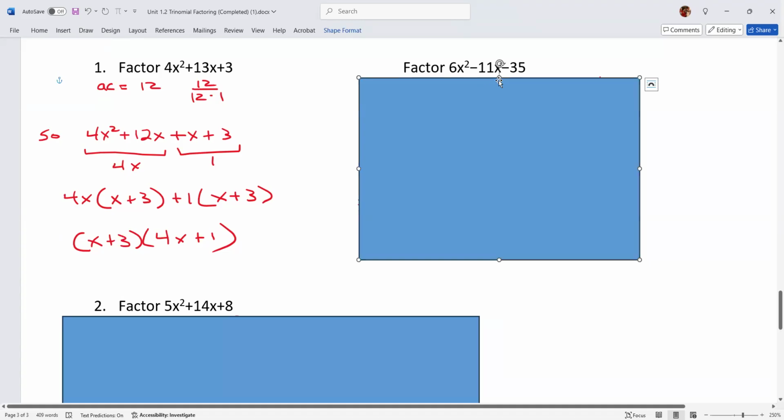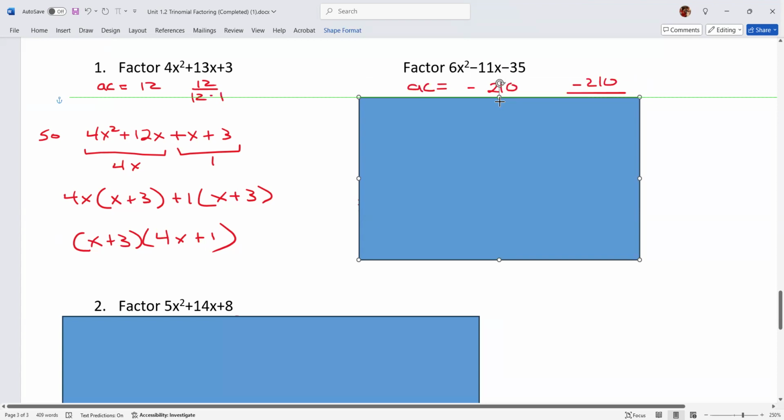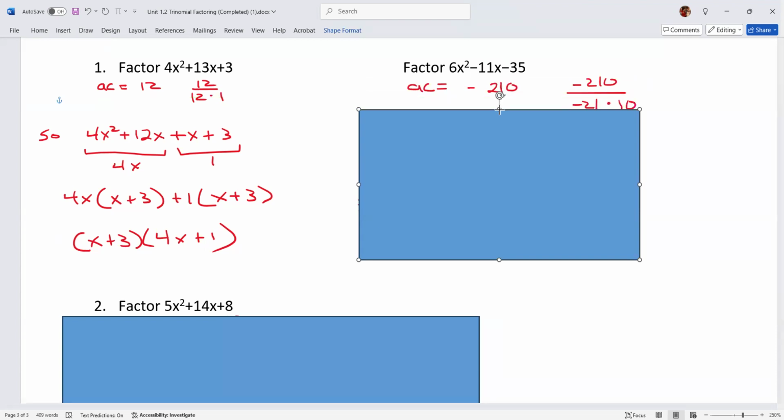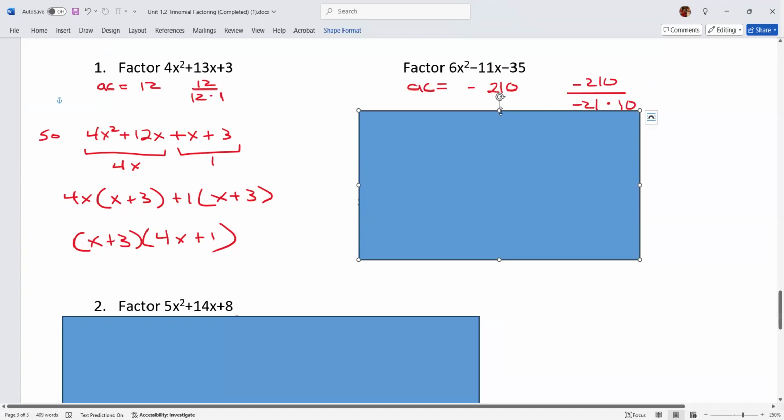Okay, this next problem, again, it is going to be the AC method because nothing can factor out. 6 times a negative 35 is a negative 210. I'm looking for factors of negative 210 that add up to negative 11. Well, since 210 ends in a 0, I know that it's divisible by 10. So my first attempt is negative 21 times 10, and that happens to be the right combination.